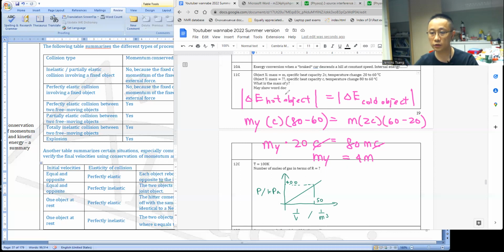So make sure that when you guys use Q equals mc delta T, you designate the temperatures so that the delta T is a positive quantity. It's way easier to just work with positive chunks of energy in general.